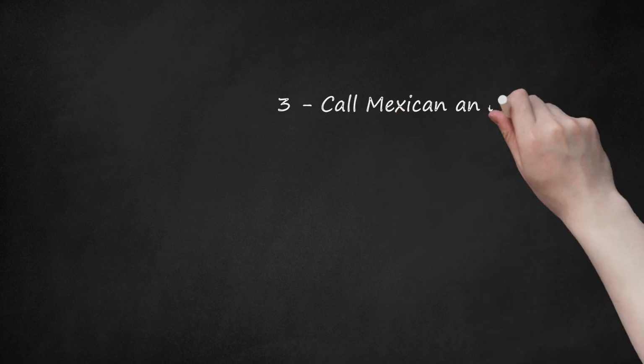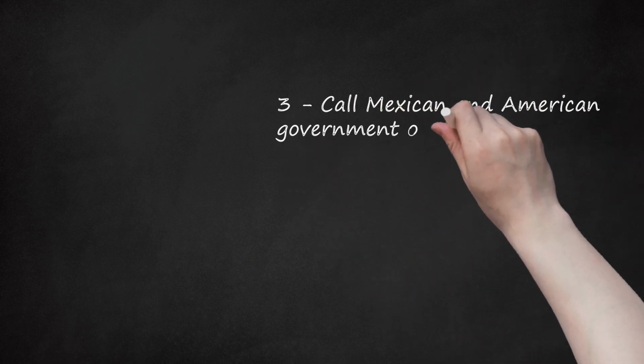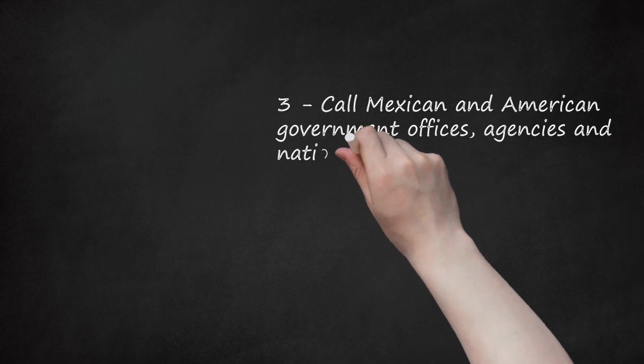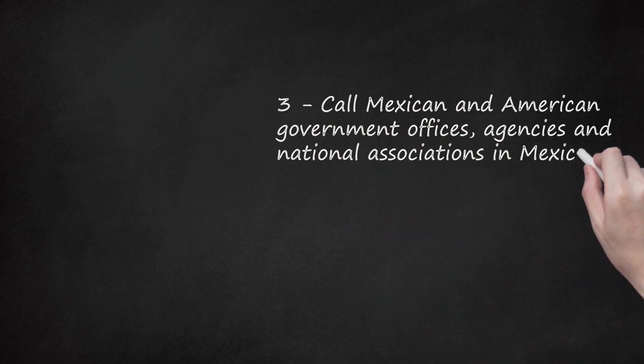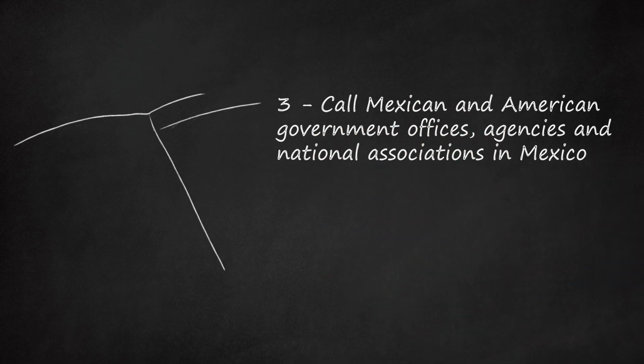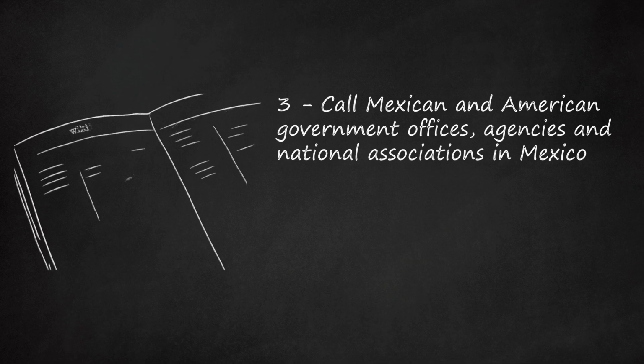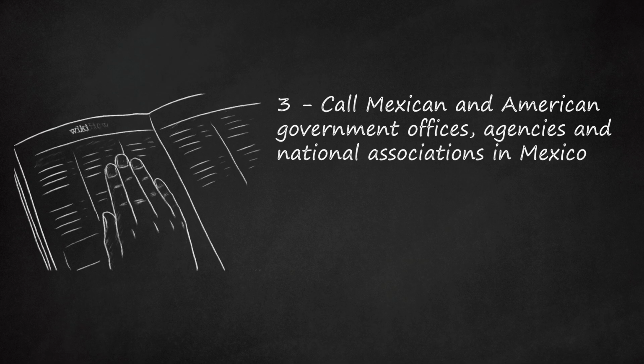3. Call Mexican and American government offices, agencies, and national associations in Mexico. Below is a list of some of the important phone numbers you can use to contact officials in Mexico. Use this information to get in touch with the American Society of Mexico or the United States Embassy, for example.